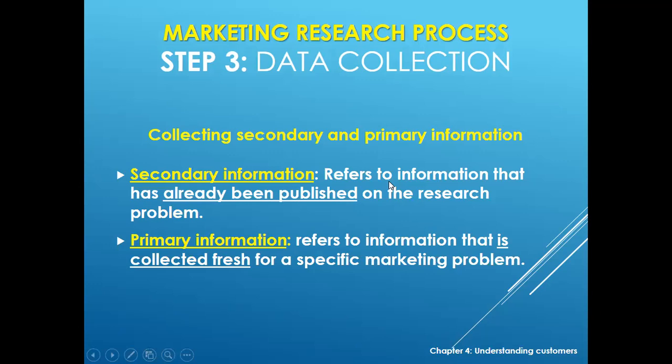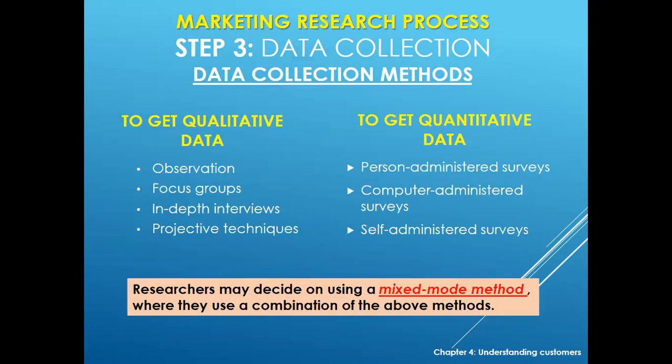We're busy with the third step in the market research process, and that is data collection. We have explained to you what the difference is between secondary and primary information. And now we obviously also want to know that there are different methods available to us. We can get qualitative data, or we can get quantitative data. Your qualitative data is usually done through observation or focus groups, or in-depth interviews, or projective techniques.